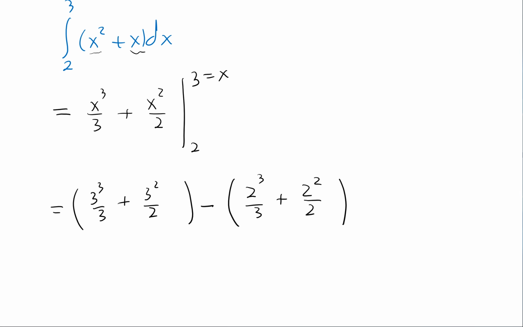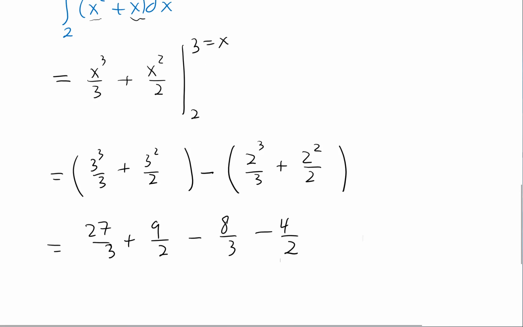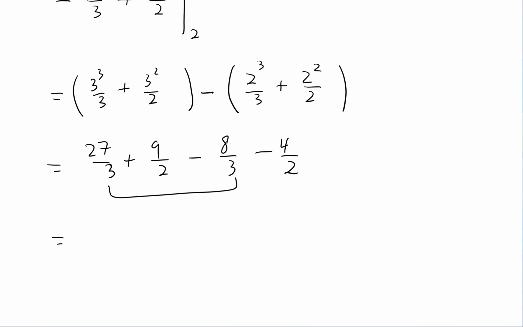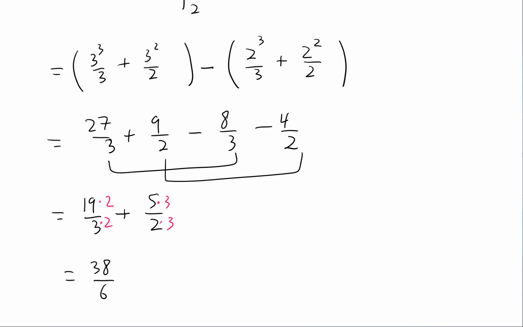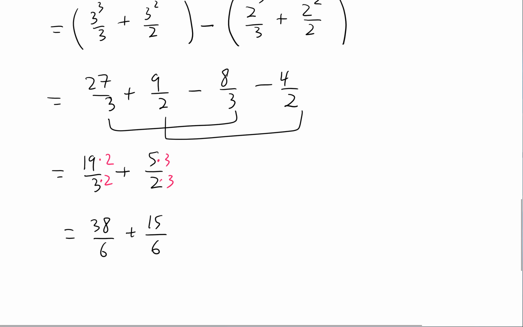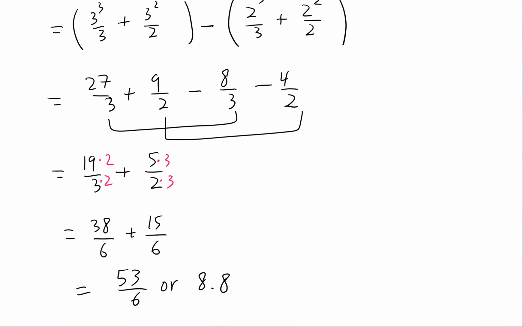Then after that, we get 27 over 3 plus 9 over 2 minus 8 over 3 minus 4 over 2. Then you can do the ones with the same denominator. 27 minus 8 is 19 over 3, plus these two together, 5 over 2. Then multiply by 2 by 2 and by 3 by 3. 38 over 6, 15 over 6. And that would give us 53 over 6, or if you divide it, it's 8.833. Either one is fine. You can leave it as a fraction if you like.